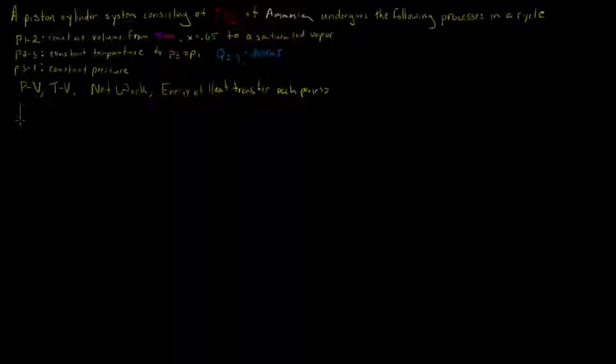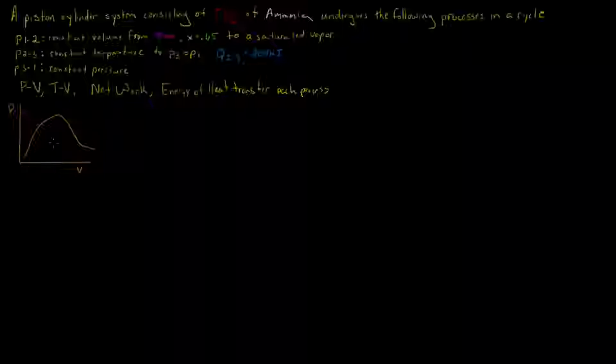So let's start with our PV chart. And with our PV chart right here, we're going to have two axes. One of these is going to be P for pressure. The other is going to be V for volume. And in this, we're going to draw our vapor dome.